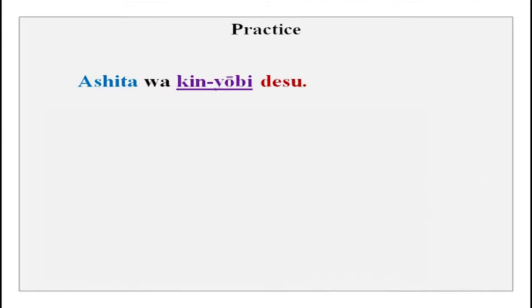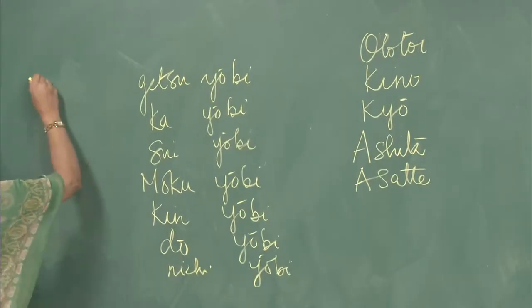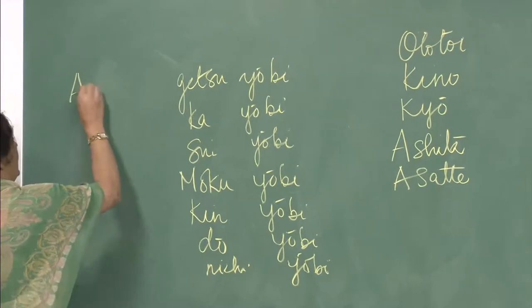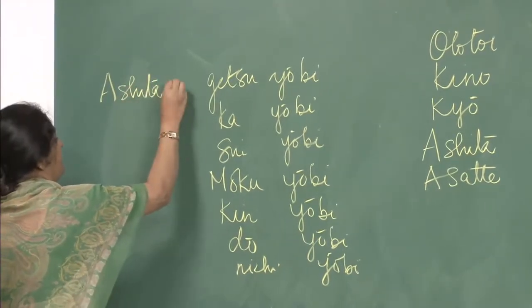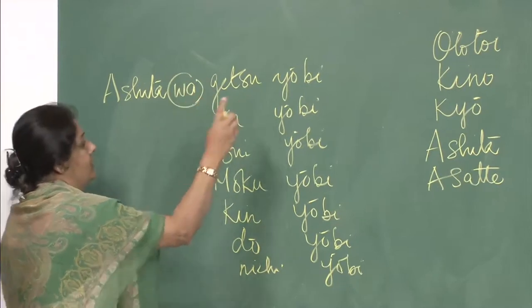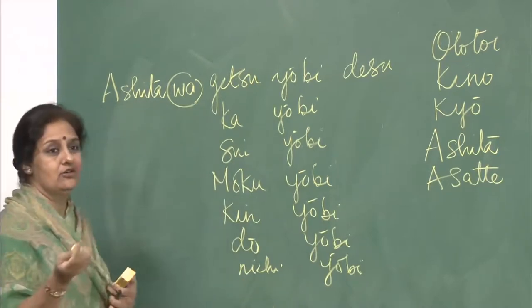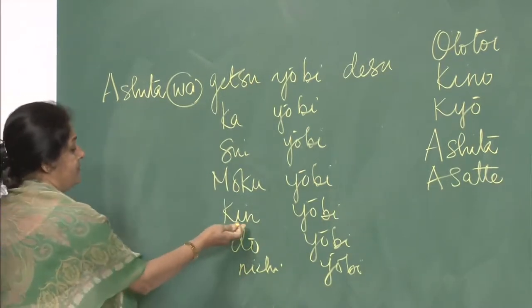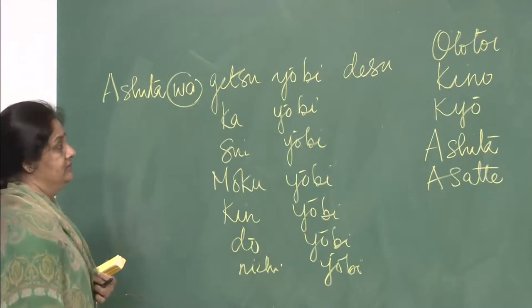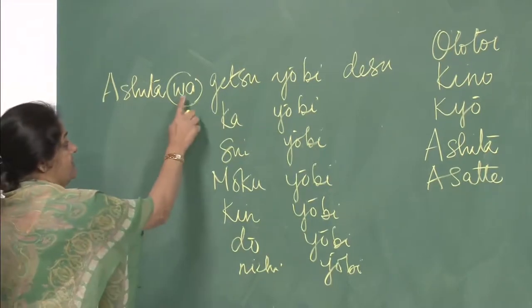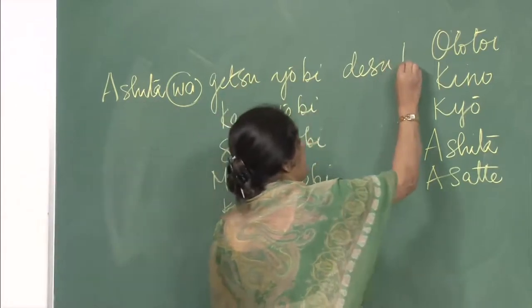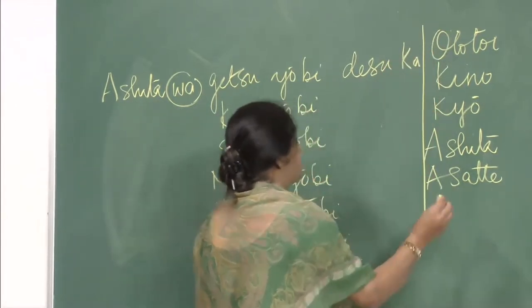Now we have ashita wa kinyobi desu. Now what you can do is, you have this pattern over here. Time expressions you already know. Ashita wa kinyobi desu. Simple. You can tell ashita wa kinyobi desu. Tomorrow is Friday. Or you can also ask ashita wa getsuyobi desu ka? Ashita wa getsuyobi desu ka?